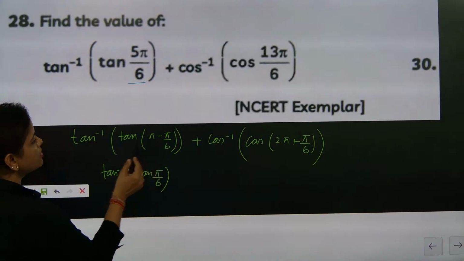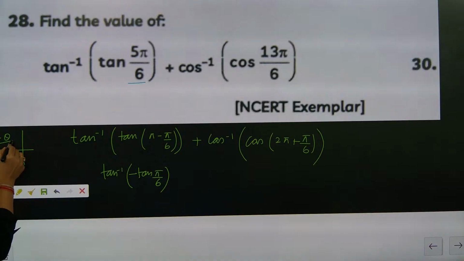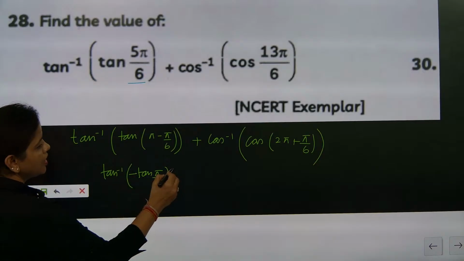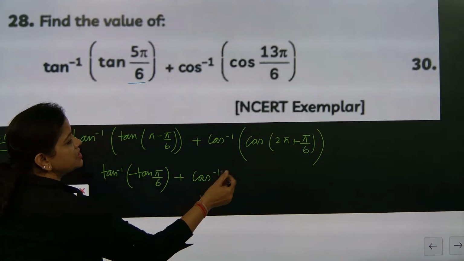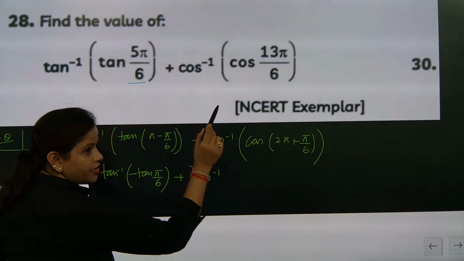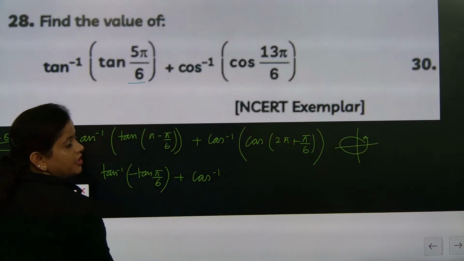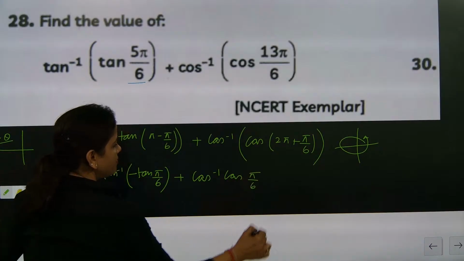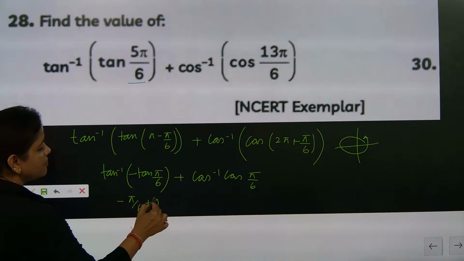Why, beta? Because in tan of pi minus theta, the angle is in the second quadrant, and in the second quadrant tan is negative. So in the second quadrant, if tan is negative, that means minus will come. Understood? Now plus cos inverse of cos of 2 pi plus theta means it is directly coming to the first quadrant. It is one complete rotation and it is coming to the first quadrant. So it will become pi by 6. So here it will become cos of pi by 6. So minus will come out directly: minus pi by 6 plus pi by 6.